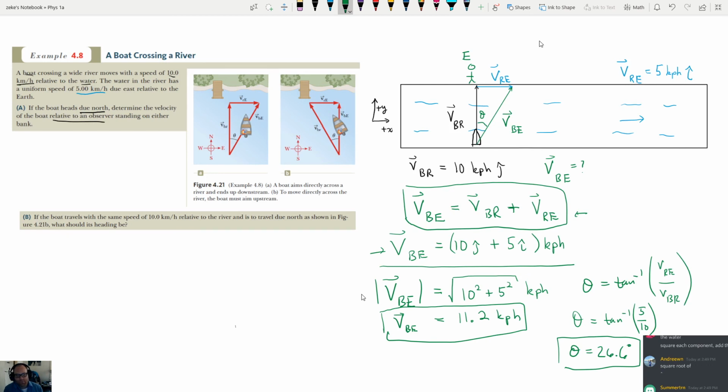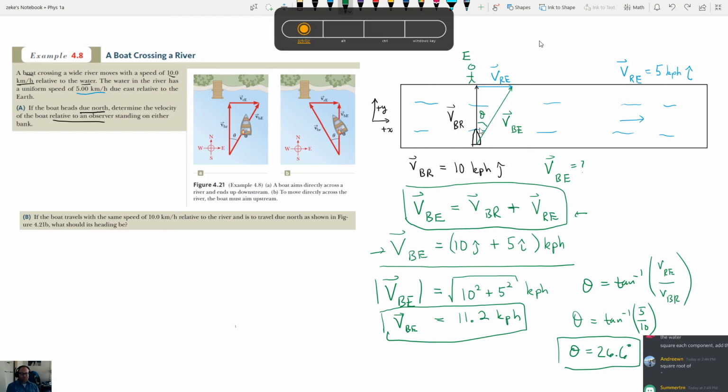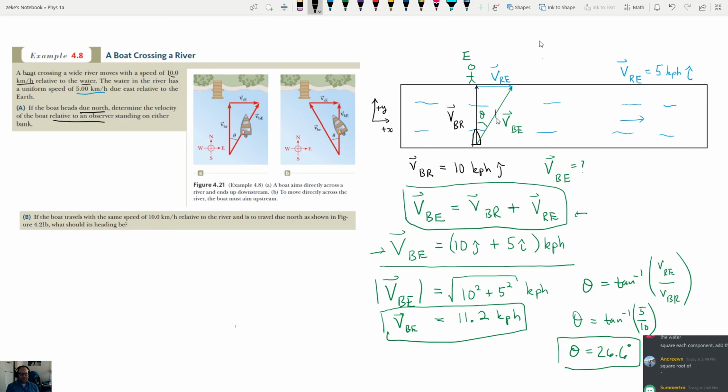All right. Part B. If the boat travels with the same speed of 10 kilometers relative to the Earth and is to travel due north as shown, what should its heading be? So now the question is, if you want the boat to actually go north, so we saw that the boat basically traveled along kind of like this. The boat basically travels kind of like this. It's facing forward, but it's being carried along to the right.